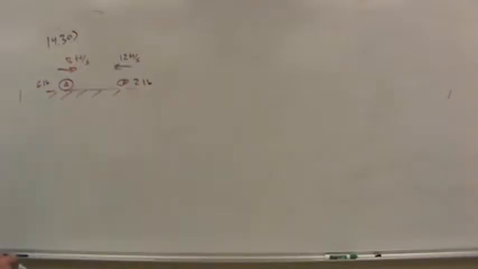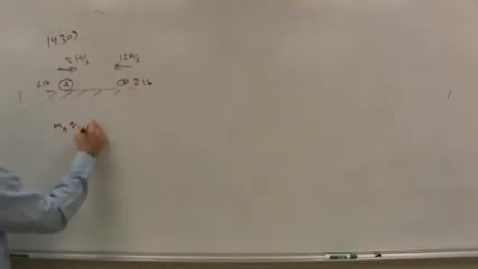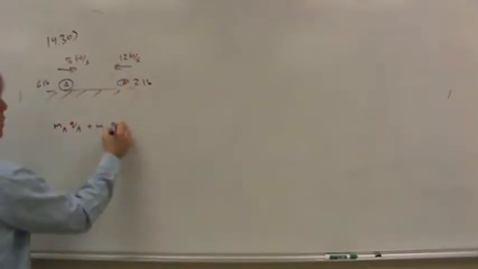I know some of you said you've already done this and some of you haven't, so please verify that the answers I've got are right. We're going to do the normal thing. We'll set up our momentum equation. So mass of A times the velocity of A initial plus mass of B, velocity of B initial.